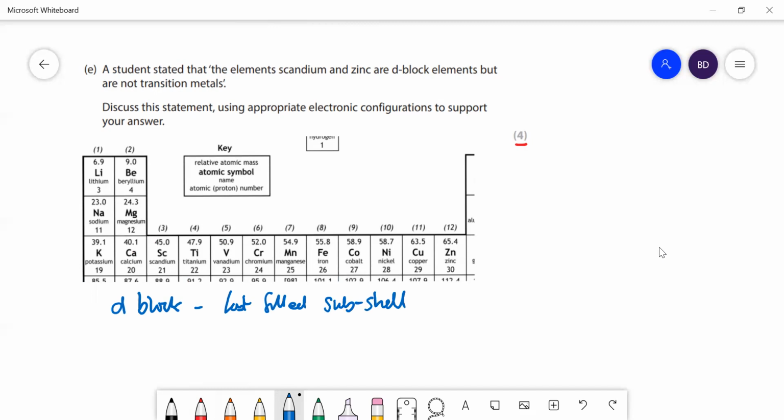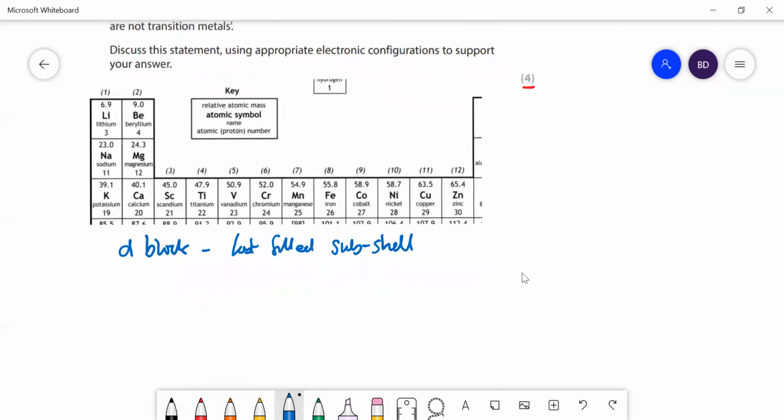But the definition of a transition metal is a bit different to that. The definition most people use for transition metals would be that a transition metal is one that forms an ion with a partly filled d shell.